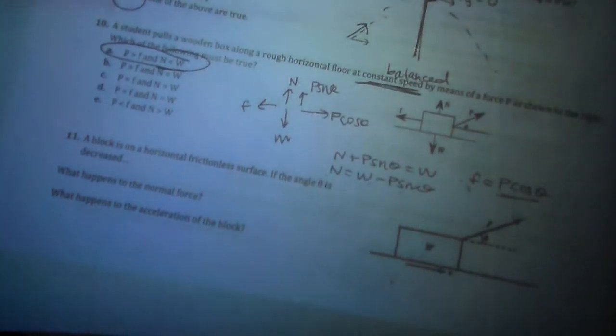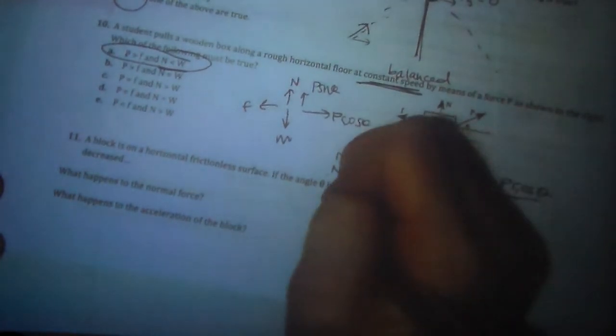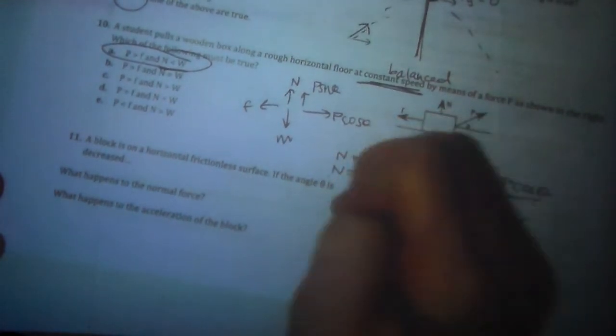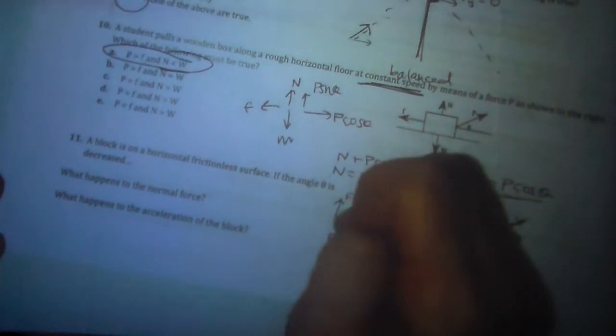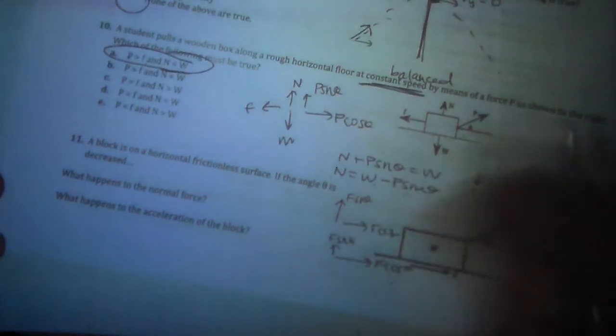Here we've got a frictionless surface. If the angle were to decrease, so at first you've got F sine and F cosine. If you were to decrease the angle, you have less F sine and more F cosine. So same thing here. So I'm just going to kind of look at this.